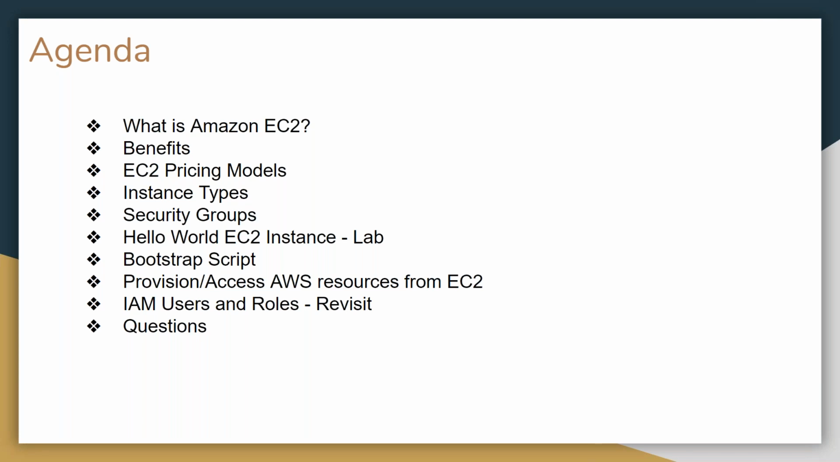Then I'll talk about instance types and security groups, and how they are attached to your EC2 instances. Today we will also try to spin up an EC2 instance, run a web server on it, and try to access it. We'll see if time permits. I will also try to access some S3 buckets from the EC2 instance, and talk about how the IAM users and roles, which we discussed in the last session, will be used. I will see if time permits; otherwise, I will do it in the next session.